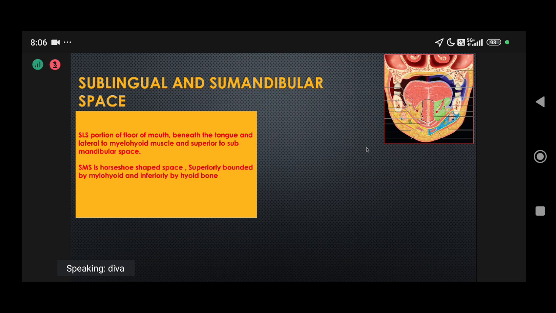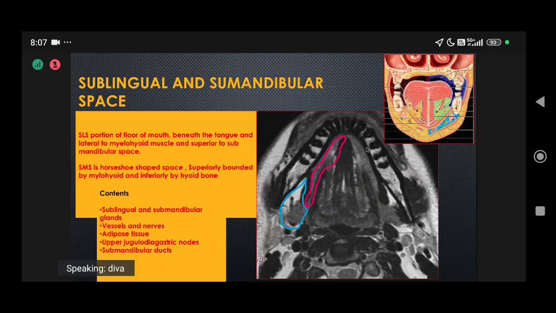Although the sublingual and submandibular spaces are partly subsets of the oral cavity, I will not go into the detail of these subsets. The sublingual portion, which is a portion of the floor of the mouth, is seen beneath the tongue, lateral to the mylohyoid muscle and superior to the submandibular space, while the submandibular space is horseshoe-shaped, superiorly bounded by the mylohyoid muscle and inferiorly by the hyoid bone. So this is how it is seen on your MRI.